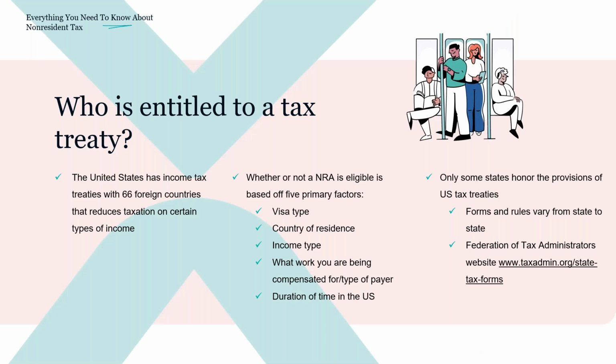Tax treaties then can have another impact, and they're an important consideration. The US has income tax treaties with 66 foreign countries that aim to reduce the taxation on certain types of income, or in some cases, exempt income from tax entirely. And whether you are eligible or not will generally be based off 5 factors: your visa type, the country of residence that you're from, the income type that you're receiving, the type of work that you're being compensated for, or the type of payer of the income or type of employer, and the duration of time in the US.